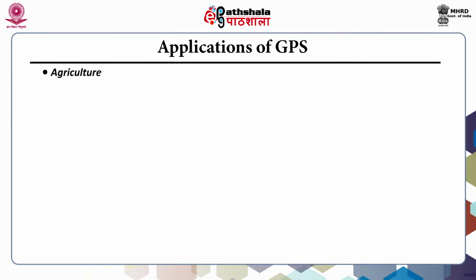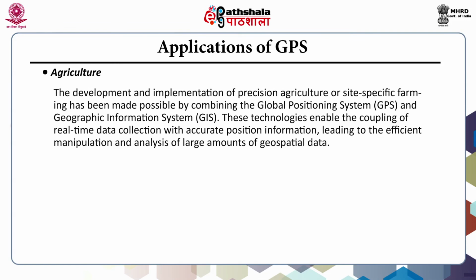The applications of GPS in agriculture. The development and implementation of precision agriculture or site-specific farming has been made possible by combining GPS and GIS together.